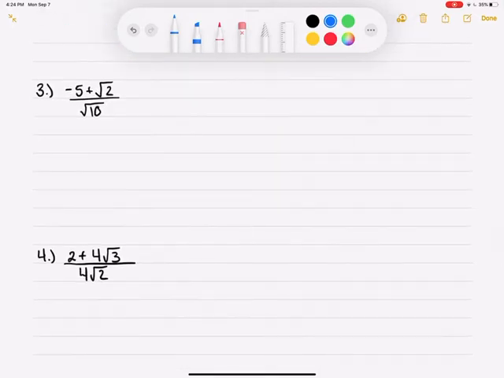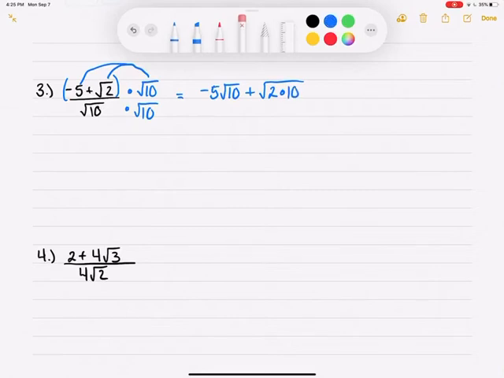In example 3, I have negative 5 plus the square root of 2 divided by the square root of 10. So again, what I'm going to do is rationalize the denominator by multiplying the numerator and the denominator by the square root of 10. And because I have 2 whole pieces now, I have 2 terms, I have negative 5 and the square root of 2. When I multiply by the square root of 10, I'm going to make sure that I put it inside parentheses so that I remember to distribute. So my numerator is going to become negative 5 times the square root of 10 plus the square root of 2 times the square root of 10.